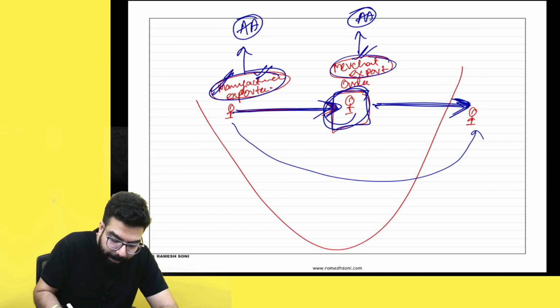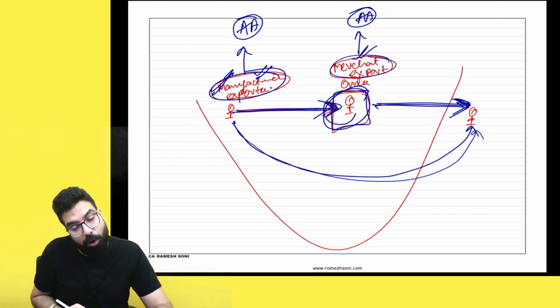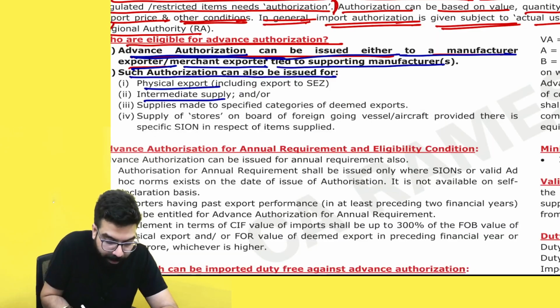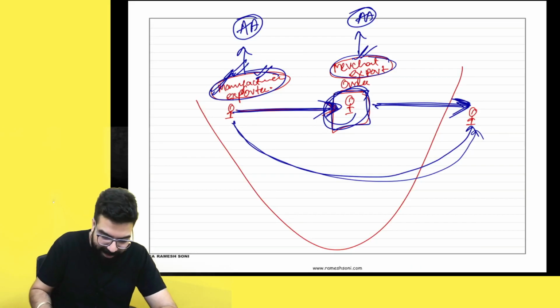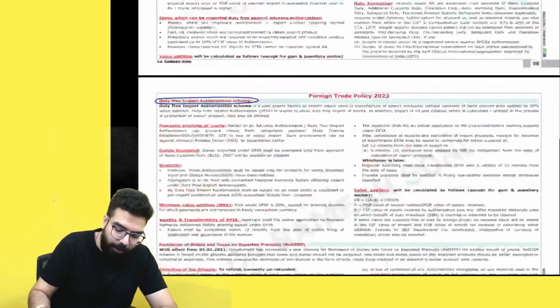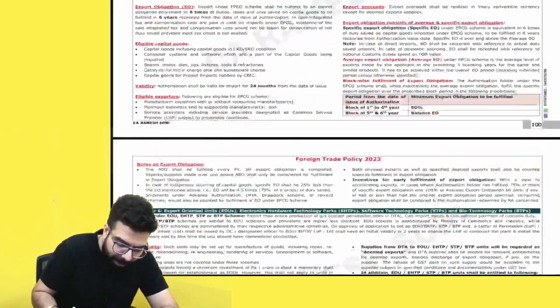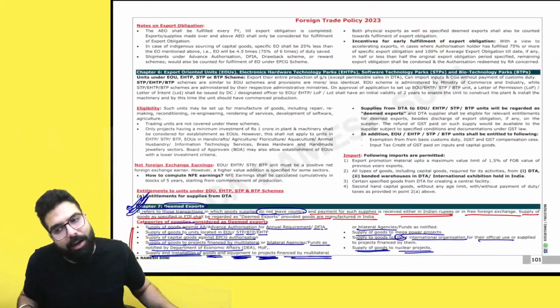Then might be I am going ahead and supplying directly physical export, then also I can get advance authorization. Then supplies made to specified category of deemed export. Deemed export, do you guys remember? Yes sir, you went ahead and told about the deemed export category. Whenever you are making deemed export category supply, also you can get advance authorization.